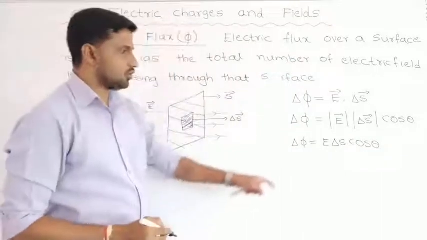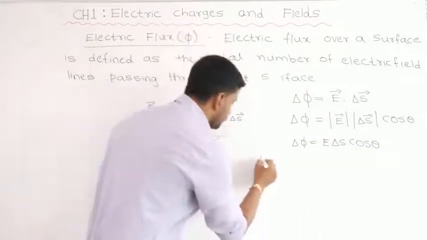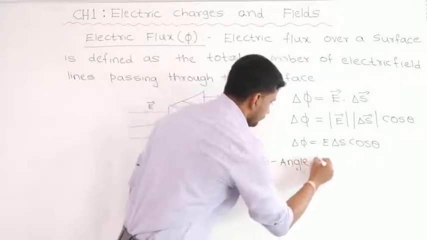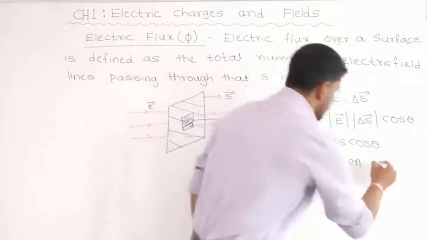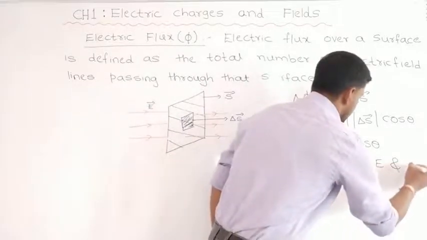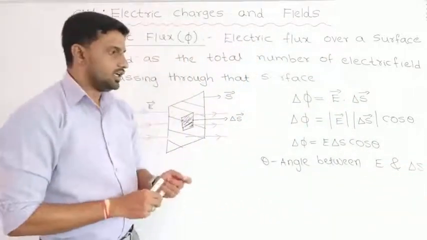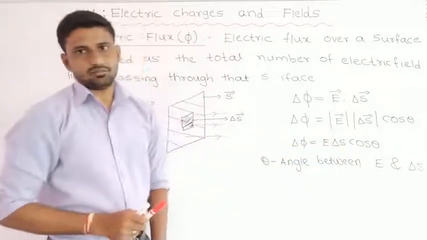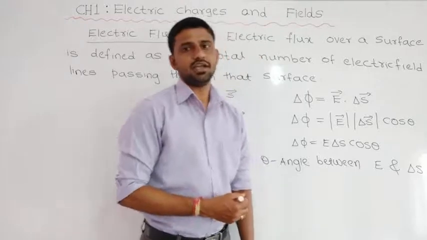Here, theta is the angle between E and delta S. That means it is the angle between the electric field direction and the surface area element direction. Then how to find the angle between the electric field and the surface area vector?